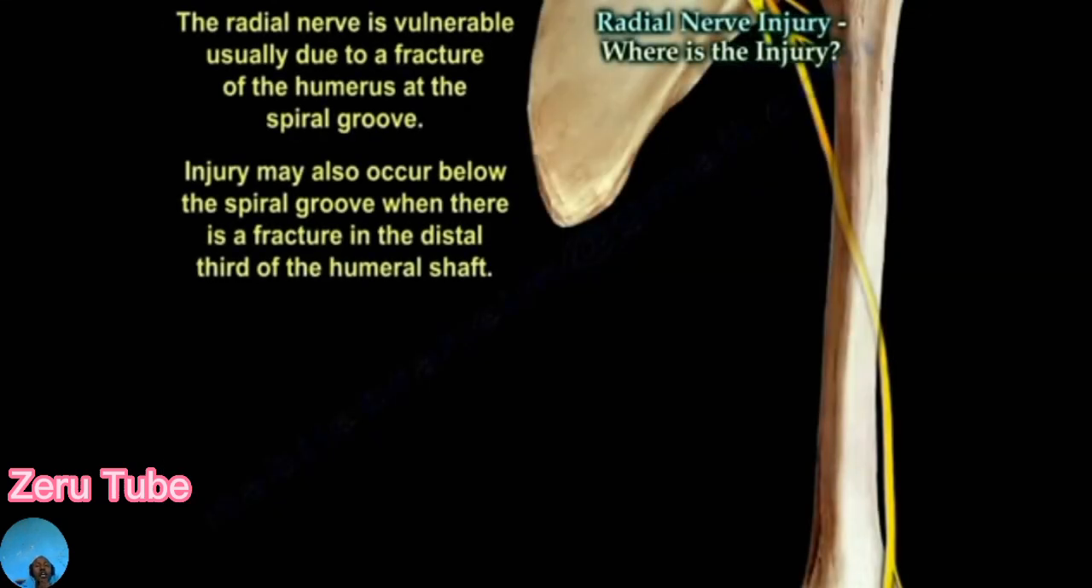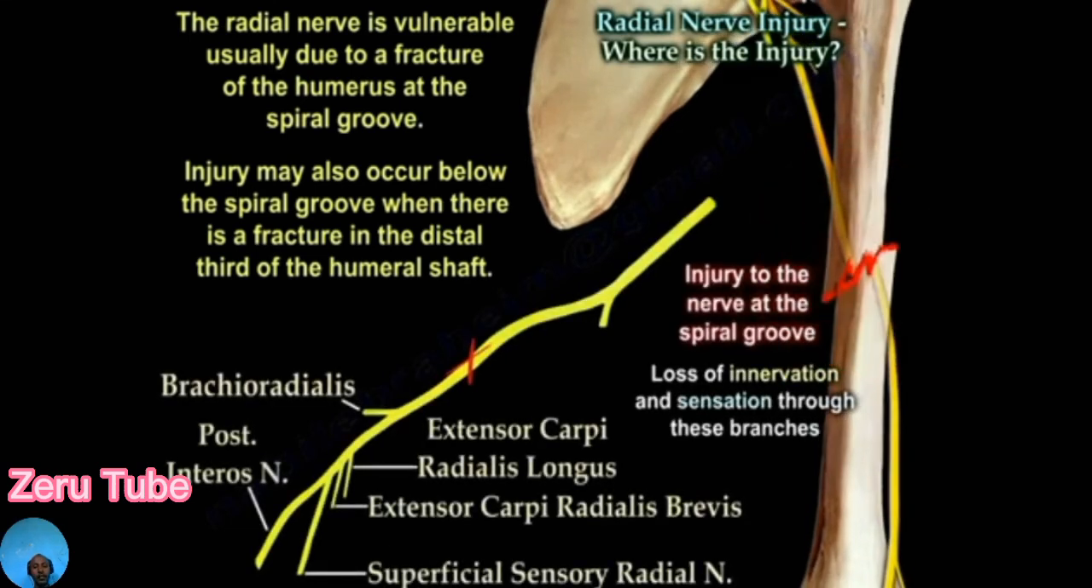So the radial nerve is usually vulnerable due to a fracture of the humerus at the spiral groove. The spiral groove is the groove where the radial nerve is in direct contact with the humerus bone. Because of this, the injury may also occur below the spiral groove when there is a fracture in the distal surface of the humeral shaft. The distal surface of the humeral shaft can be affected at the level of the elbow joint, so the radial nerve can be injured at that site.